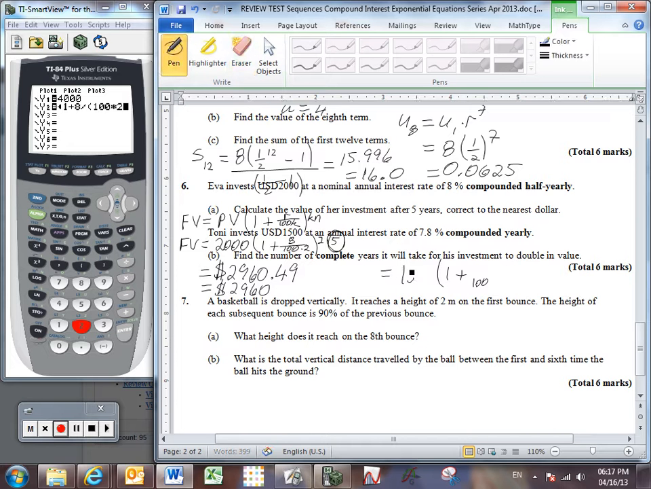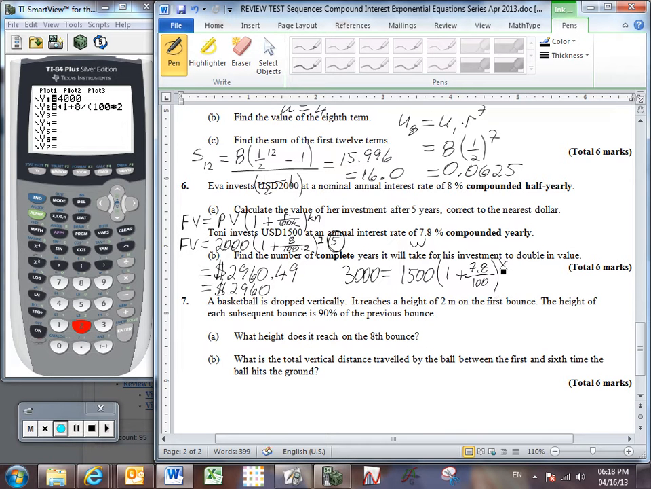Alright, 1,500 is now Tony's initial investment. Doubling means it hit 3,000, and his interest rate is 7.8%. Now I know that some of you like to write the 7.8 directly as a decimal, 0.078, once you move the decimal place twice. But then in that case, don't then write over 100, or else you're dividing it by 100 twice. Once to change the percent into a decimal, and then again. This divided by 100 in the formula is assuming that you're not converting your percent to a decimal, that you're just plugging in the percent value.